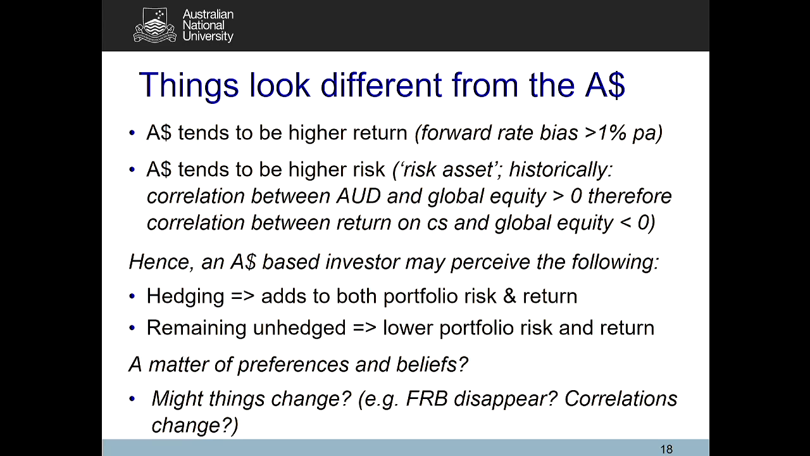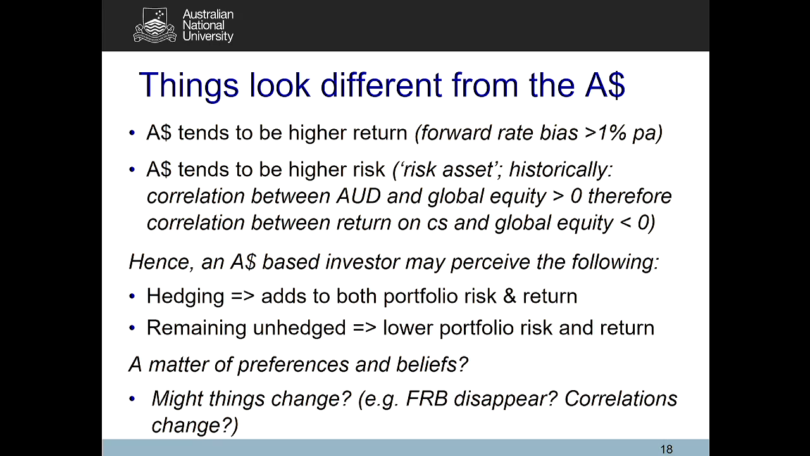Remaining unhedged will reduce portfolio risk and return. We're not talking about tracking error risk, remember. The way to minimise tracking error risk would just be to be identical in your hedge ratio to your peer group. We're talking about overall portfolio volatility. And when it comes to deciding what to do, it might be a matter of your preferences and your beliefs. Right? We've had a forward rate bias up until now. You might believe it would disappear. If it disappears, that takes away the benefit to hedging from a return perspective in Australia. You might think that the negative correlation that is favouring not hedging from a risk perspective will shrink away, which takes away the advantage to being unhedged from a risk perspective.